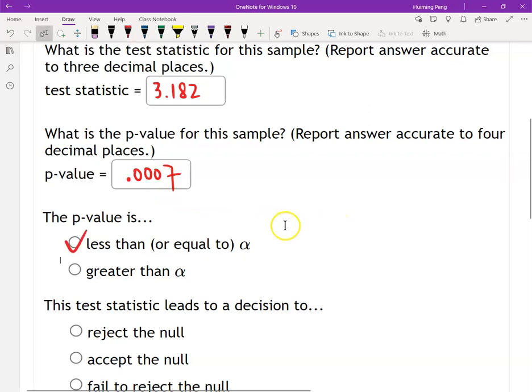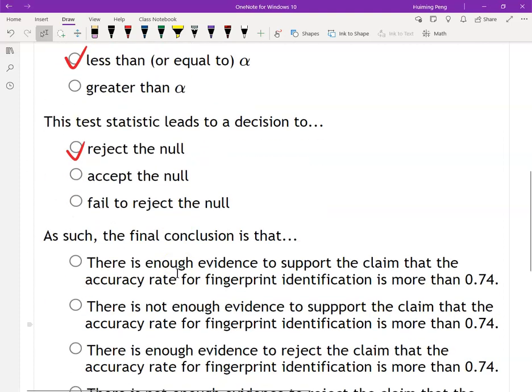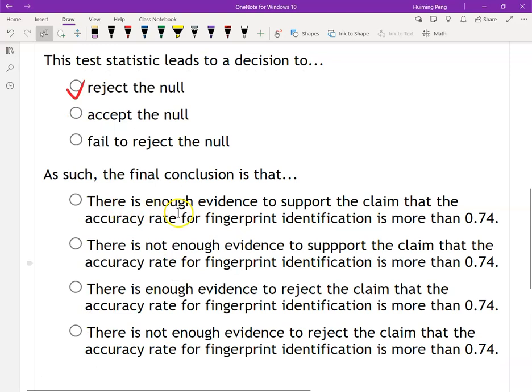And then this test statistic leads to a decision, which is what? Reject the null. The smaller the better for the p-value, so we reject the null. Reject the null means what? The final conclusion means the data provide enough evidence to support our claim, which is the alternative hypothesis: the accuracy rate for fingerprint identification is more than 0.74. That's all. Thank you.